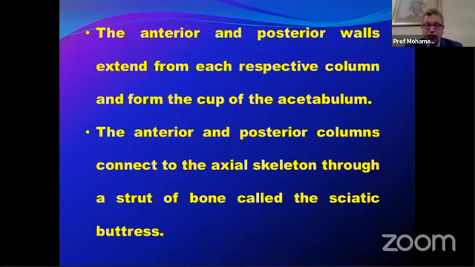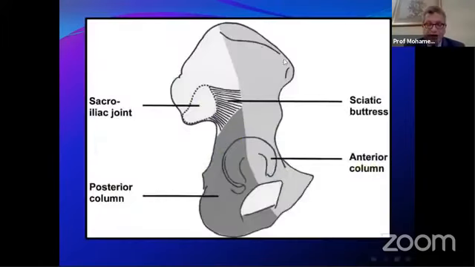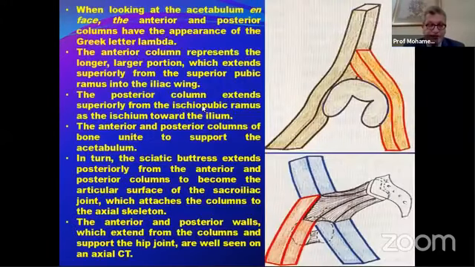The anterior and posterior walls extend from each respective column and form the cup of the acetabulum. The anterior and posterior columns connect to the axial skeleton through a strut of bone, which is called the sciatic buttress. Here we have the anterior column, and here we have the posterior column. This is the anterior wall. This is the posterior wall. This is the sciatic buttress connecting both anterior and posterior columns, and this is the sacroiliac joint.